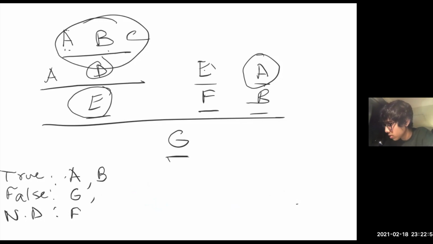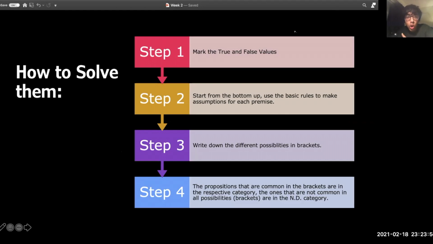This is how you solve inference tree questions. Now we know all the truth values of all the propositions, except for F, of course. All right, so this is how you solve the inference tree questions on a step-by-step basis.